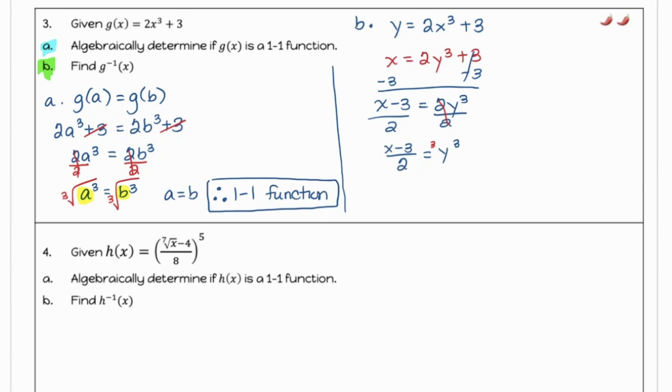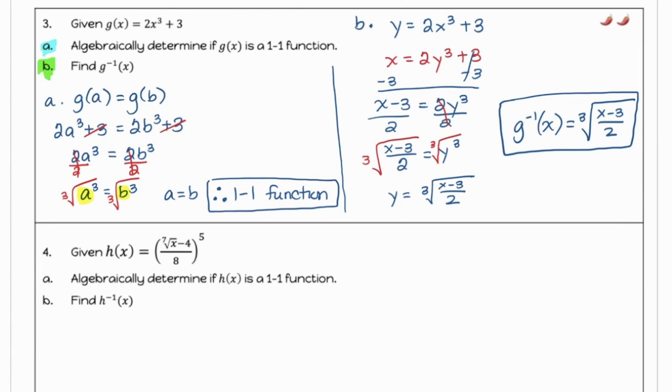To get rid of the exponent of 3, I'm going to cube root both sides. And there's my answer, but again, I have to make sure I write my answer in correct notation. g inverse of x is equal to the cube root of (x minus 3) over 2.